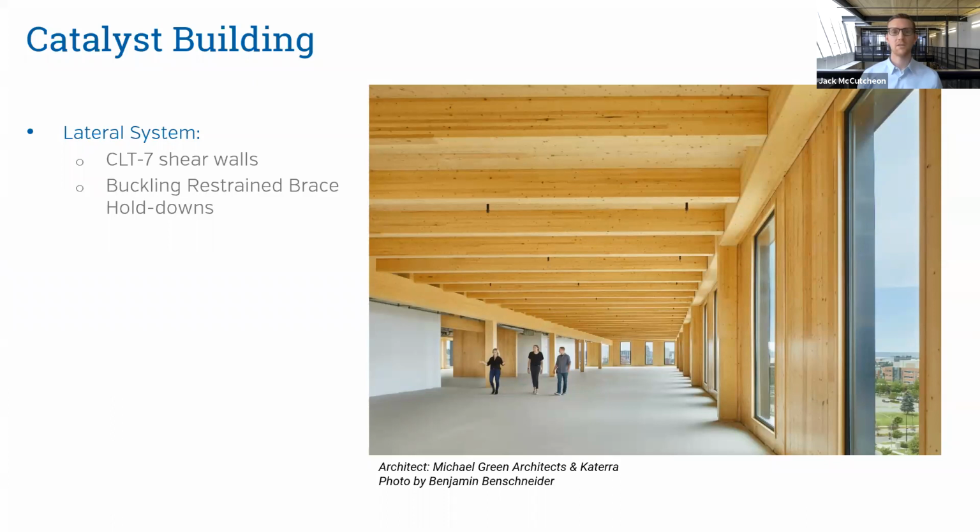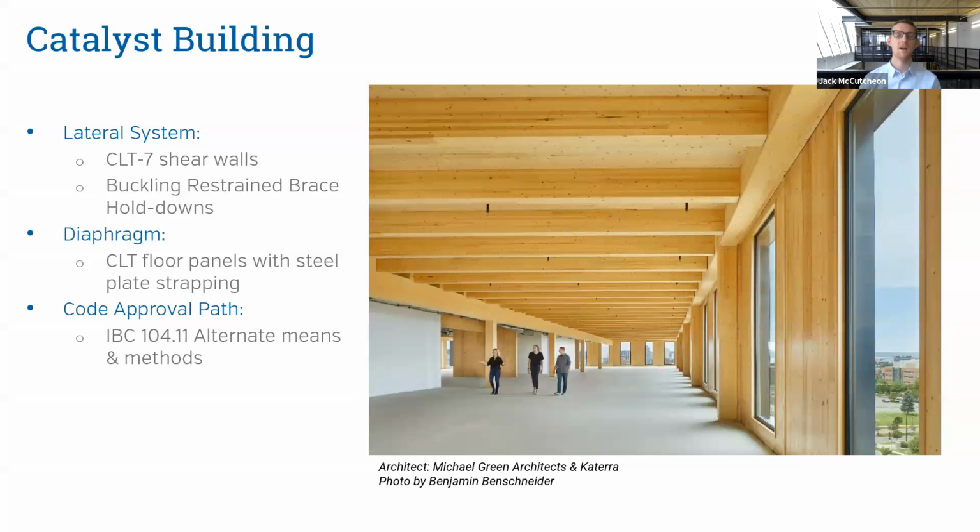So getting into the lateral system, we're using CLT 7-ply shear walls coupled with buckling restrained brace members as the hold down devices for the primary lateral. Diaphragms consist of CLT floor and roof panels connected with steel plate strapping. And because this lateral system is a little bit unique, using the BRBs as the hold downs, we pursued the alternate means and methods code path.